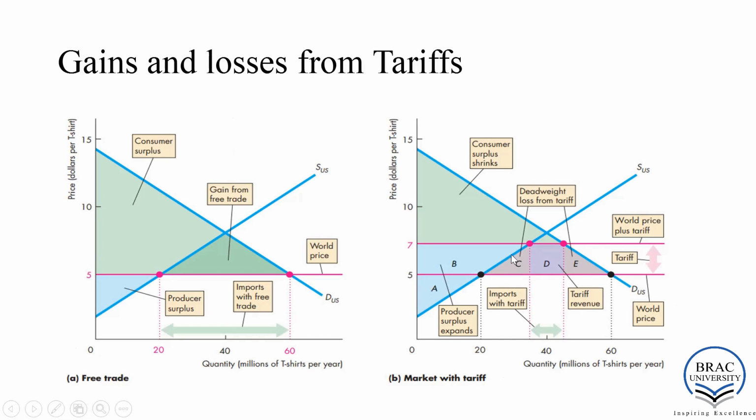So this area B is transferred to producer surplus, right? And this area D, which used to be the consumer surplus, has been transferred to the government revenue. But this C and E, this surplus doesn't go to anyone. This is a complete loss, and this is society's loss, and we call it the deadweight loss. Okay.